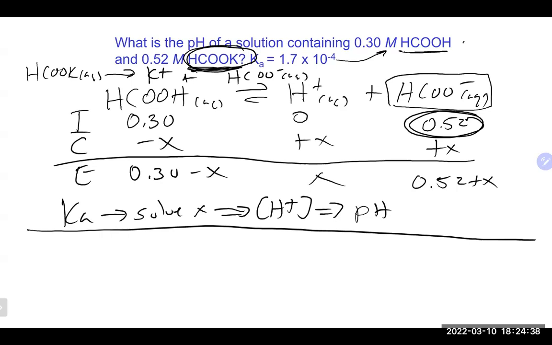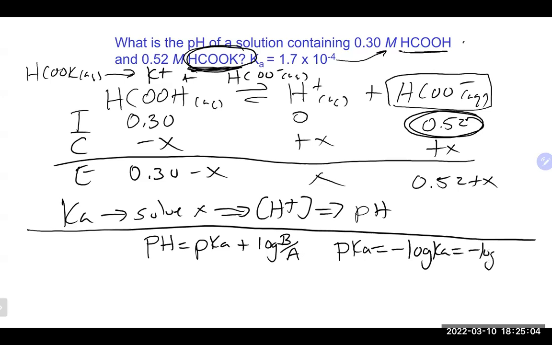The other way is you could recognize that they are related to each other. We basically have a weak acid and its conjugate base, which are all the makings of a buffer and of our Henderson-Hasselbalch equation. So you could go right into the Henderson-Hasselbalch equation without the ice table. You do want to calculate the pKa value, which is minus the log of the Ka, so minus the log of 1.7 times 10 to the minus 4. That looks like maybe 3.77 as our pKa value.